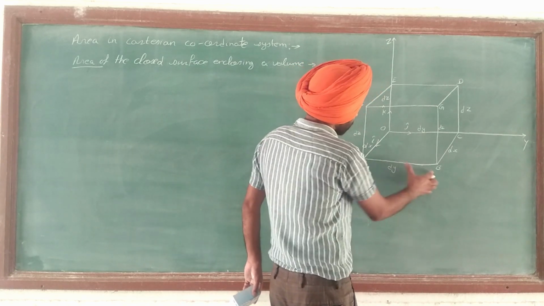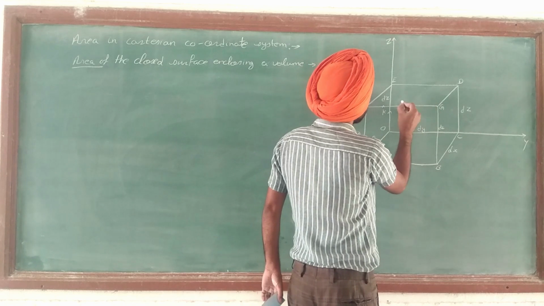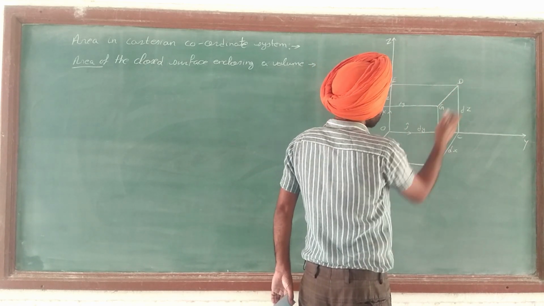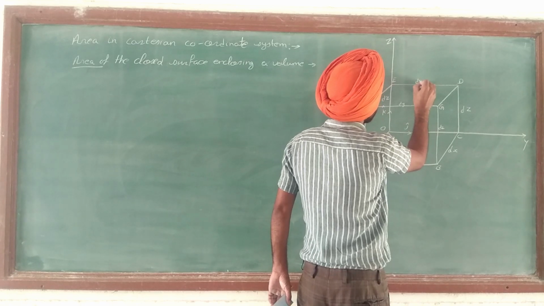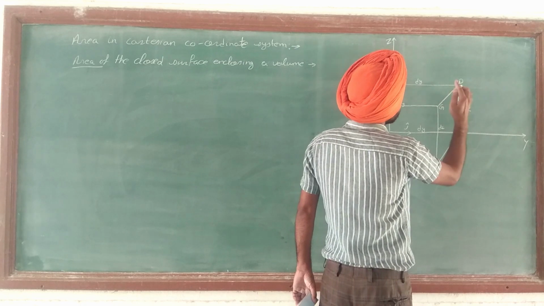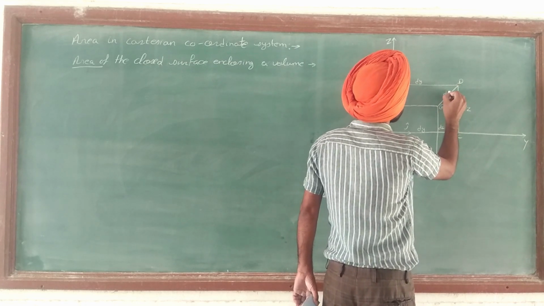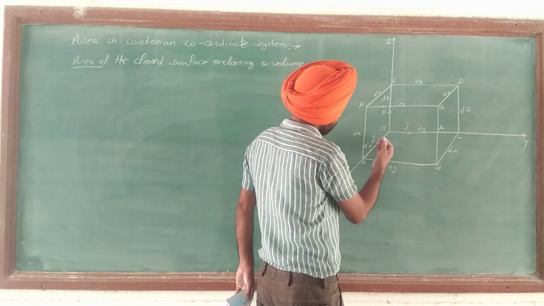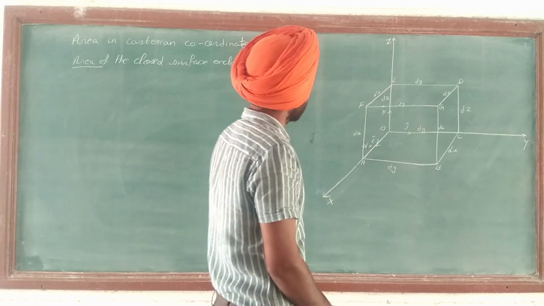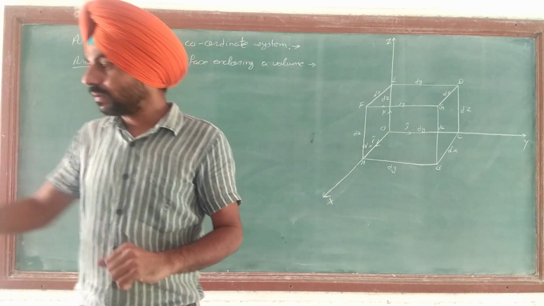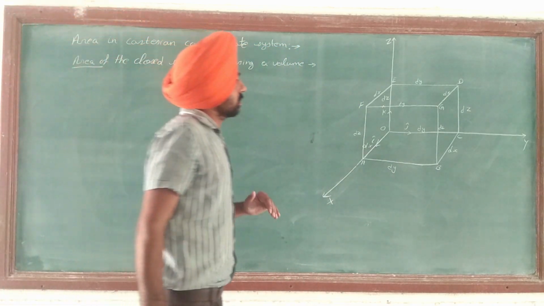Similarly, AB is dy, FG is dy, ED is also dy. Okay. So if BC is dx, then GD is also dx, EF is also dx, and this is dx. I think we have completed all the axes. Okay. So now we will find out the area.